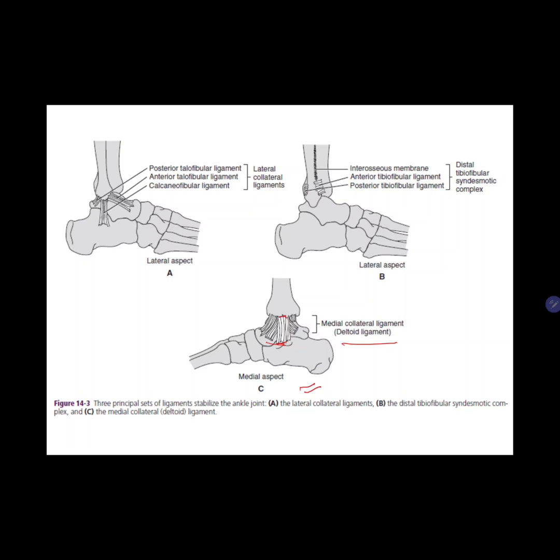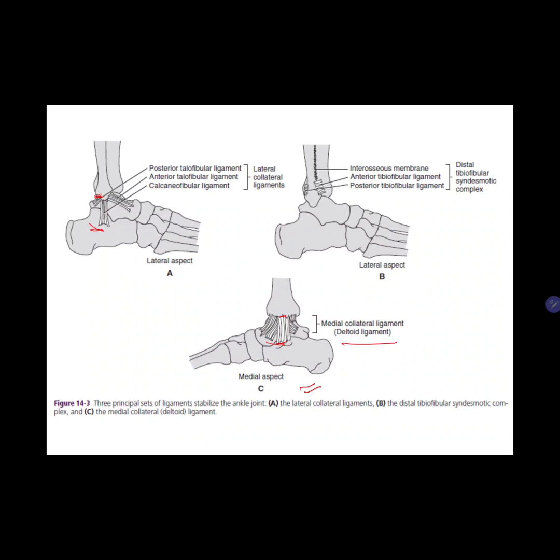The lateral collateral ligament is composed of three distinct ligamentous bands extending from the lateral malleolus to the calcaneus and the talus. So these are known as the anterior talofibular, posterior talofibular, and the calcaneofibular ligaments. The lateral collateral ligaments are injured with much greater frequency than the medial collateral ligament.